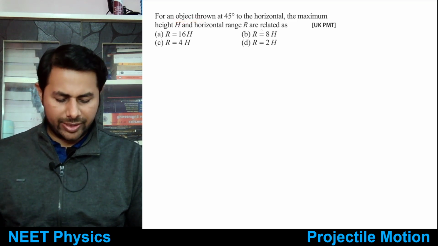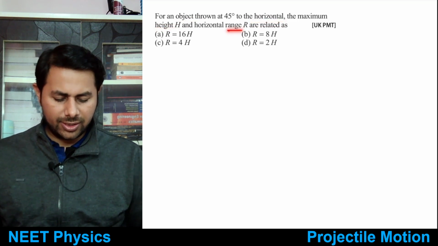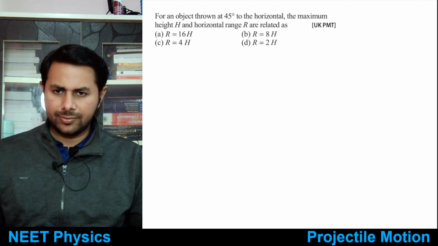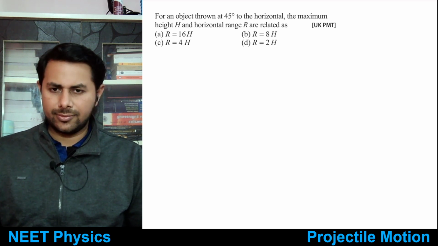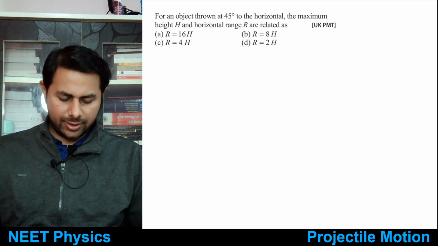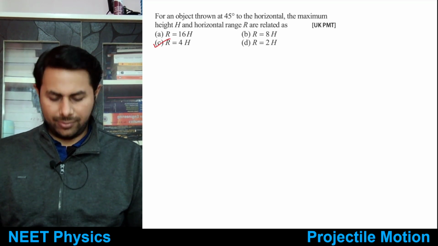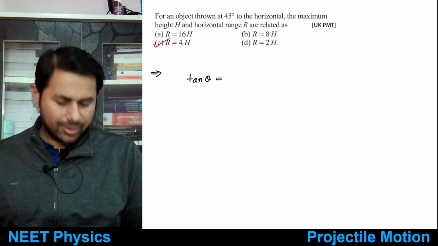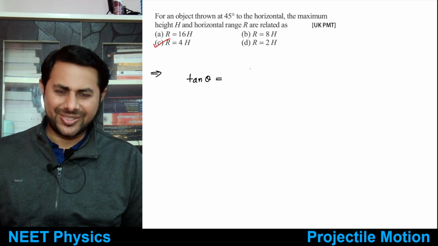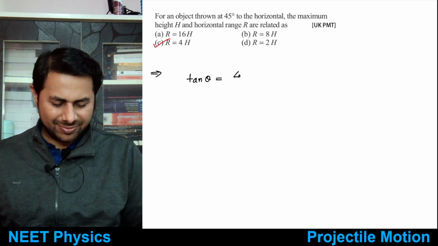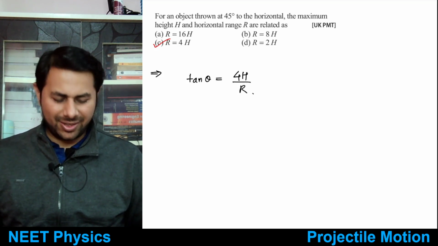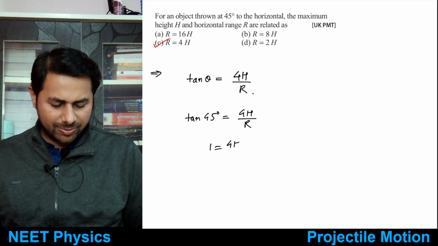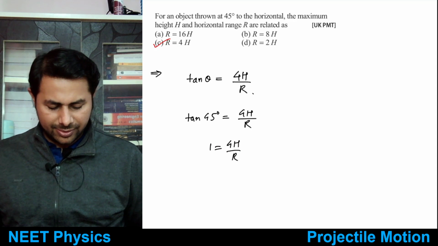For an object thrown at 45 degree to the horizontal, the maximum height h on the horizontal and the horizontal range are related as. So this is very simple. Anyone? Yeah, it's option C. Right, very good, Yamini. So we should always remember that tan theta is equal to 4h divided by r. Tan theta is equal to 4h divided by r, and therefore this is tan of 45 degrees, which is 1. Okay, so 1 is equal to 4h by r, means r is equal to 4h. So it's option C.